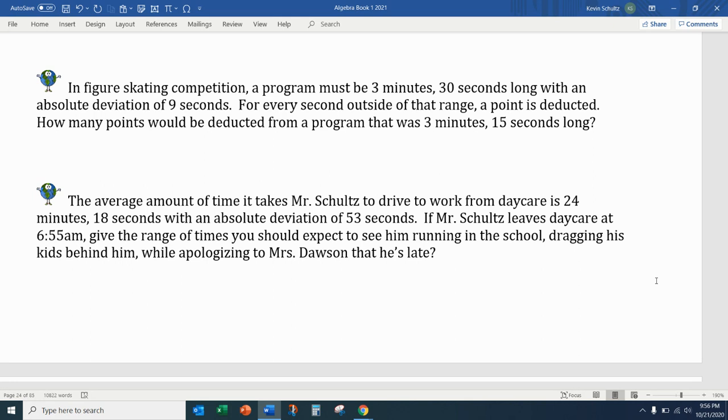So if I leave at 6:55 a.m., it takes me on average 24 minutes 18 seconds. So what time would I arrive? But there's an absolute deviation of 53 seconds. So what's that range of times you can expect me to finally be walking in the door of the school? Okay, so absolute value, absolute deviation, both things going with an amount or a distance from a given amount. And the more real life application of these two is obviously absolute deviation.